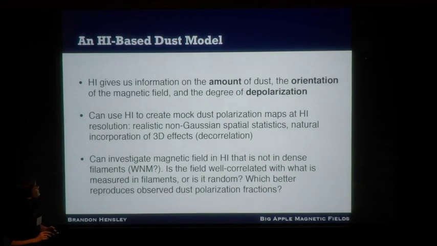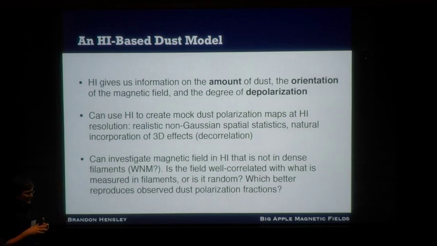And so, last slide. In summary, the HI is giving us information about the amount of dust, the orientation of the magnetic field, and the degree of depolarization along the line of sight, these line of sight effects. And so there's a few things that we can think about doing with that. One is that we can use the HI data in a forward modeling approach, the full velocities, et cetera, to make simulated maps of dust polarization.